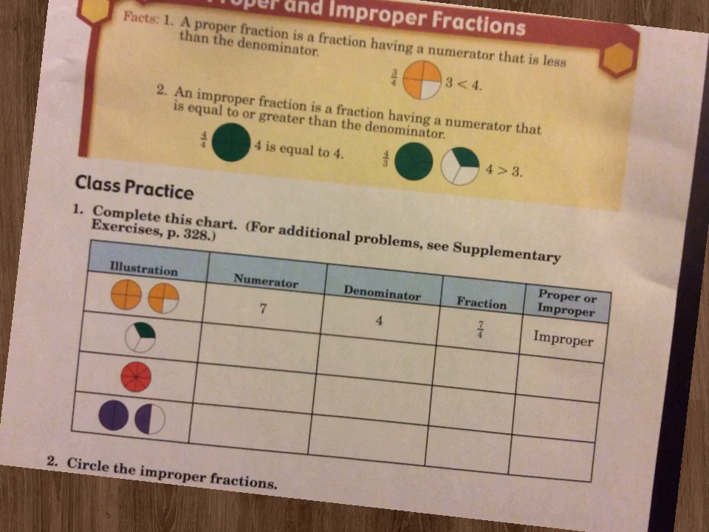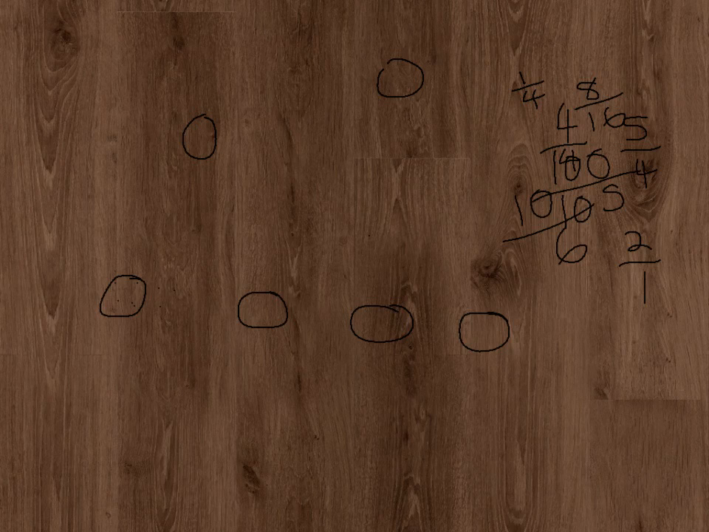So let's look at the chart down below. It says to complete it, they've done the first one for us. Numerator is 7 because there's 7 filled in. 1, 2, 3, 4, 5, 6, 7. Denominator is 4 because in one whole there would be 4 spots, 4 possible fills. And so the fraction is 7 over 4. And then at the end they asked, was it proper or improper? It was improper because there's a bigger number on the top.